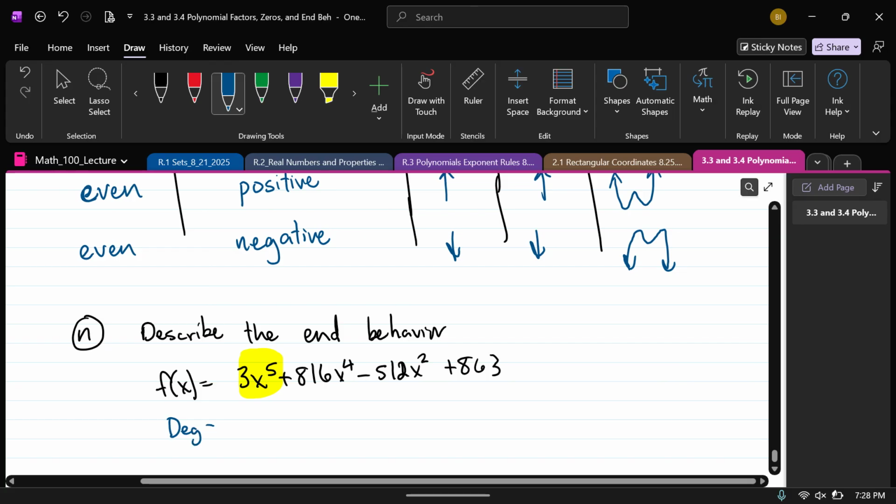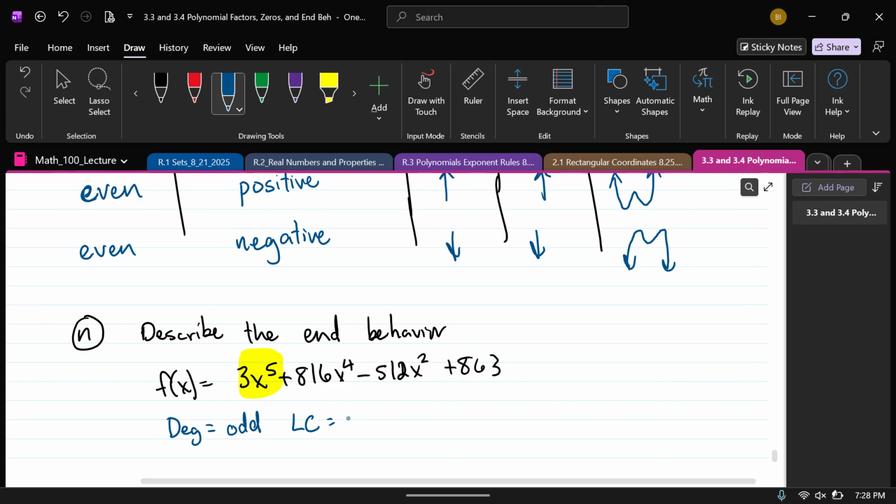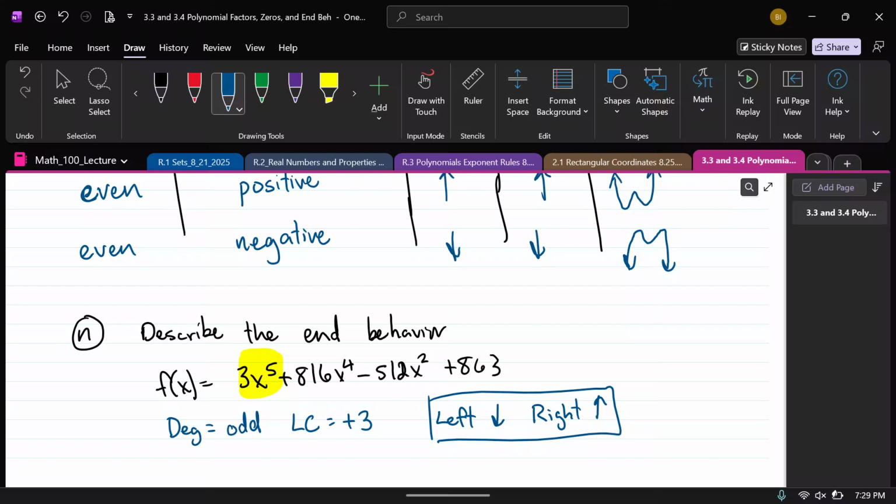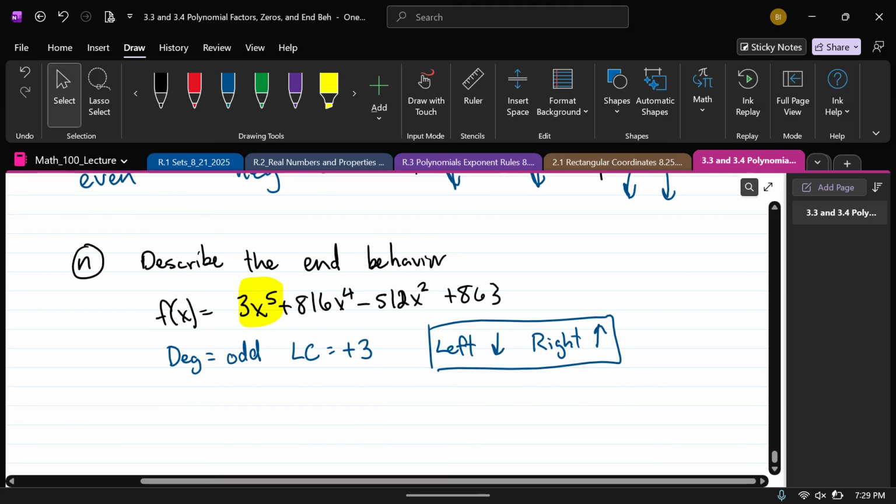Degree is odd. The leading coefficient is positive 3. In my little chart, what does an odd degree with a leading coefficient that's positive do? What does the left side do? Left side down, right side up. We got the end behavior. Isn't that one of the easiest things we've done all semester? It's a good thing to end on.